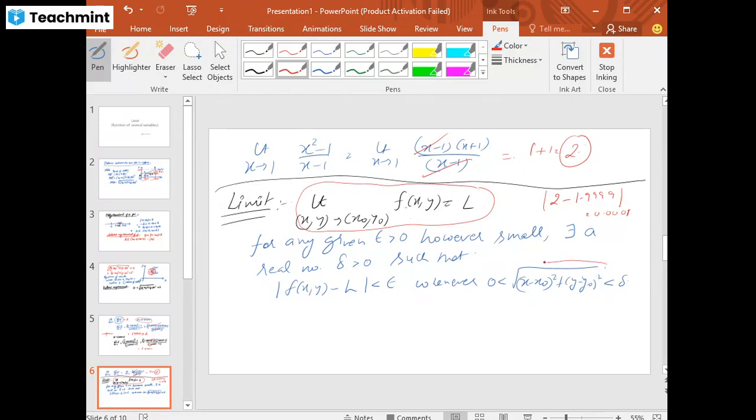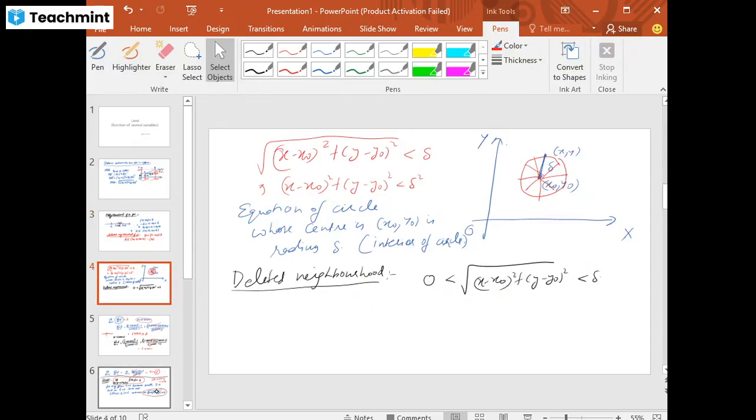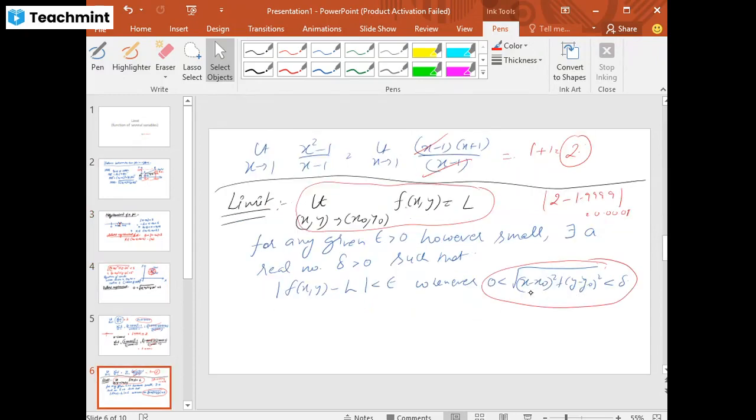And what is this? Like we have already discussed the neighborhood of a point. We have already discussed the definition of the neighborhood of a point. So it means that whenever we choose the point (x,y) which is very close to the point (x naught, y naught), that means whenever we choose the point in the neighborhood of (x naught, y naught), automatically the difference between these two numbers is less than a very small number. So this is the definition of the limit of the function.